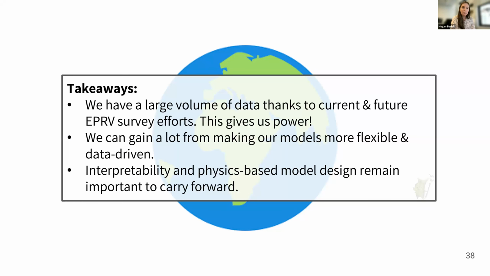So, wrapping up a little bit early, here are the main takeaways that I wanted to communicate. We have a really large volume of data in hand, and we're going to be getting even more with future extreme precision radial velocity surveys, including the Terra Hunting Experiment and others. This amount of data gives us a lot of power and opportunities. I think that we stand to gain quite a bit by taking advantage of this volume of data and making our models a little bit more flexible and a little bit more data-driven.